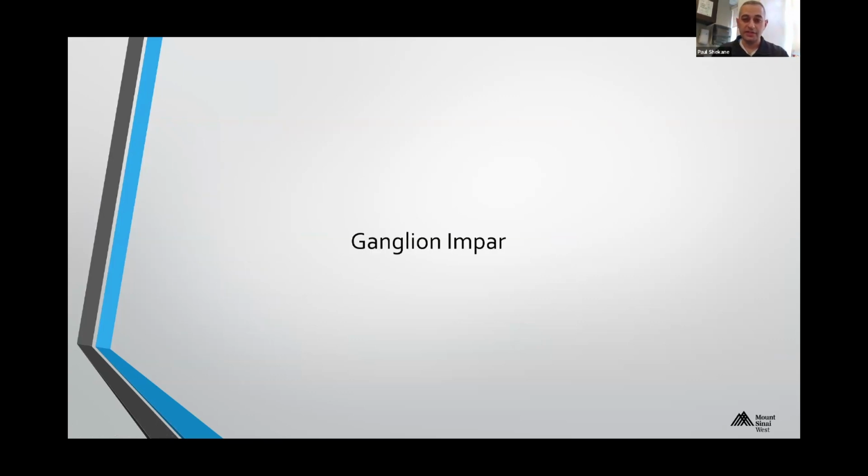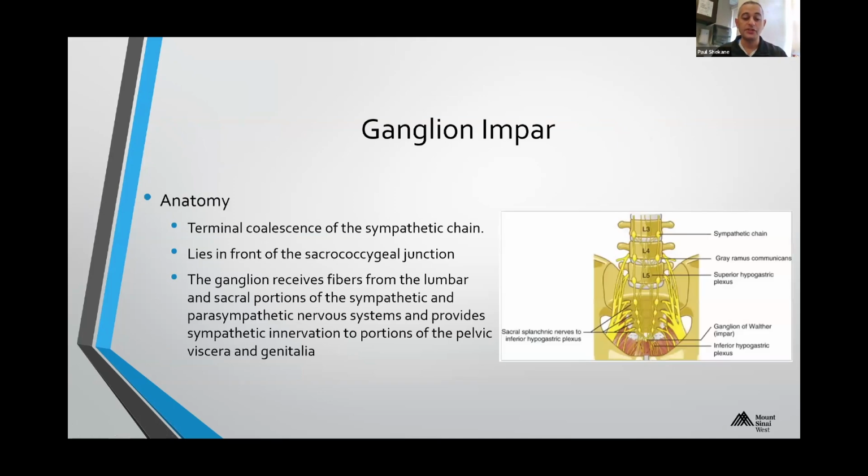The next most common is the ganglion impar block, which is the terminal coalescence of the sympathetic chain in the sacral spine. It lies in front of the sacrococcygeal junction and receives fibers from the lumbar and sacral portions of the sympathetic and parasympathetic nervous systems that innervate the pelvic viscera and genitalia. So where superior hypogastric plexus block was done for internal pelvic organs, the ganglion impar block is done for external pelvic visceral pain or genitalia pain.